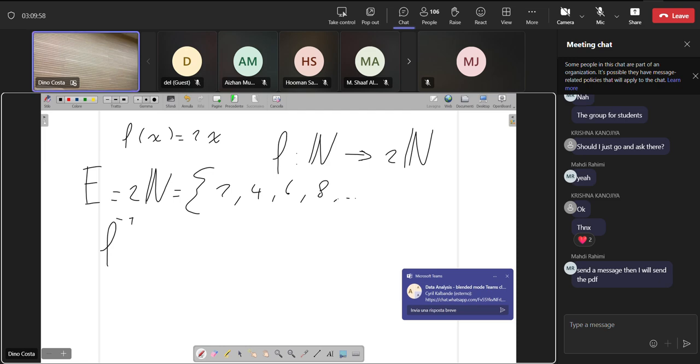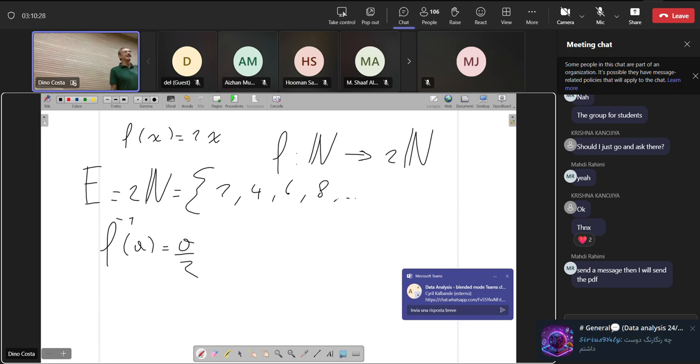What is the inverse? f minus 1 is the function defined by f minus 1 of a is a divided by 2. Do you like this notation? So whenever we have in this set 2N an even number, then this number divided by 2 makes sense and gives us a natural number.